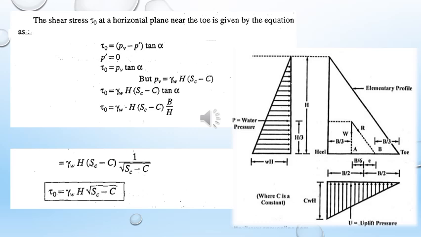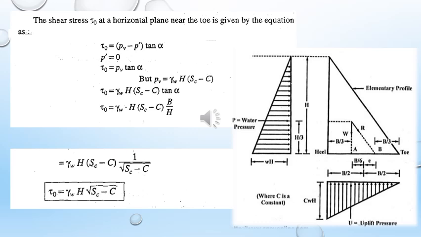The shear stress is tau 0 at a horizontal plane near the toe. So tau 0 is equal to (PB minus P dash) tan alpha. Now when P dash is equal to 0, meaning no tailwater, tau 0 is equal to PB tan alpha. Put the value of PB at the toe. So tau 0 comes out equal to gamma H into (SC minus C) into tan alpha, but tan alpha is equal to B by H from the figure.